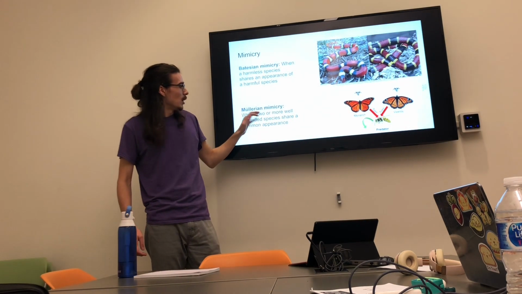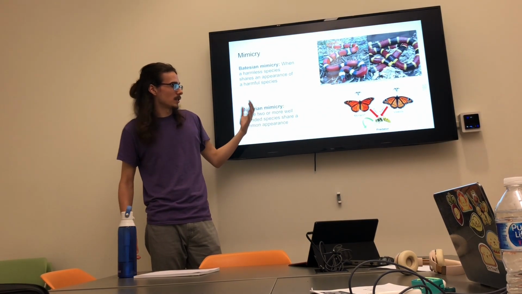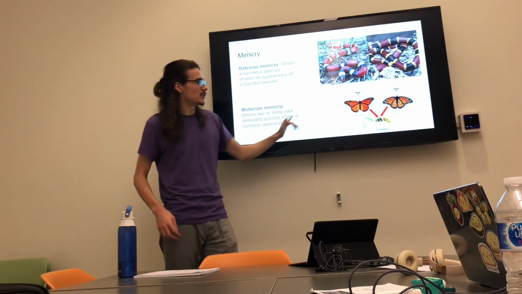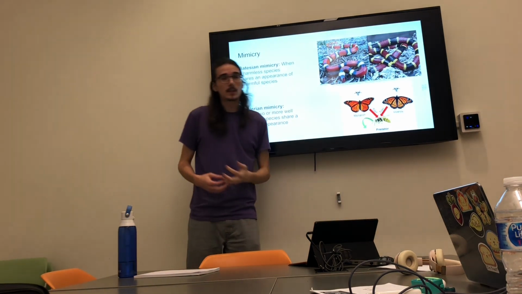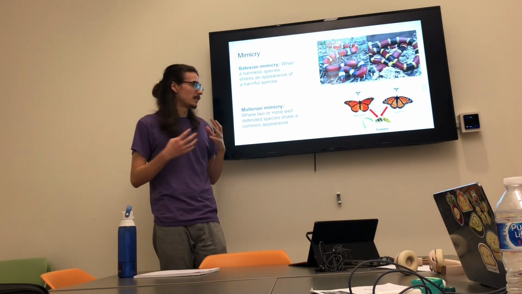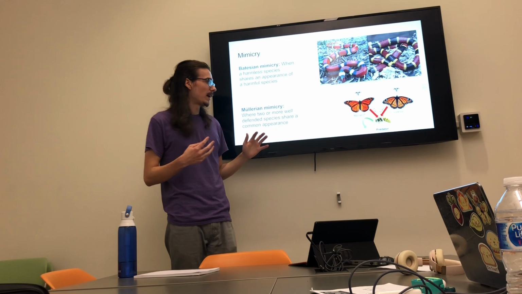Or with Müllerian, both of the species are toxic or not useful or bad to the predator, and they share kind of the banding patterns. We see this a lot with bright colors in nature. That's usually kind of an indicator, generally, that there's maybe some poison going on or bad things.